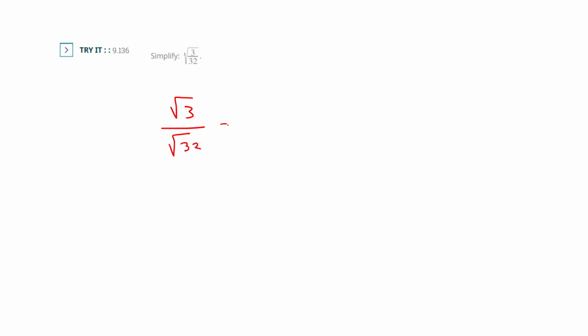Okay, now the bottom needs to be simplified. I'm trying to think of 16. So it's going to be this. You can do the long way if you don't see how I got there. Okay, now the problem on the bottom is I don't want a square root of 2, so I'm going to rationalize that.